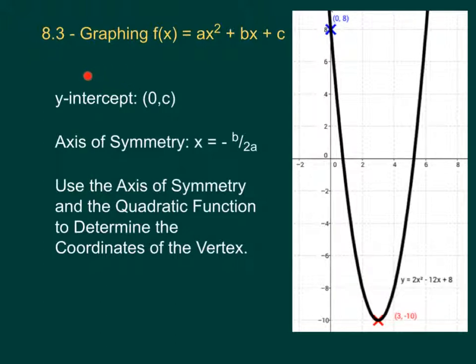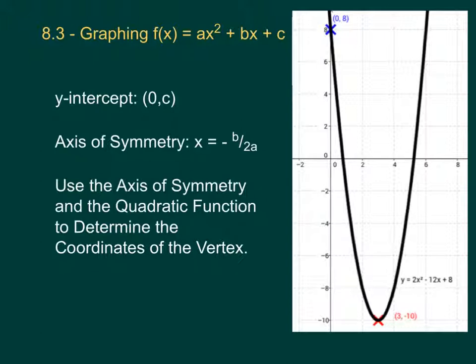The y-intercept is always going to be found by using the point (0, c). This makes sense because if you remember when we originally did the equations of lines, y equals mx plus b, we found that the constant added on to the end was the y-intercept. This is the same thing right here. If I replace x with 0, my first two terms will disappear, leaving me with just c. This is shown in the diagram where y equals 2x squared minus 12x plus 8 is our equation. The constant term 8 also serves as our y-intercept.